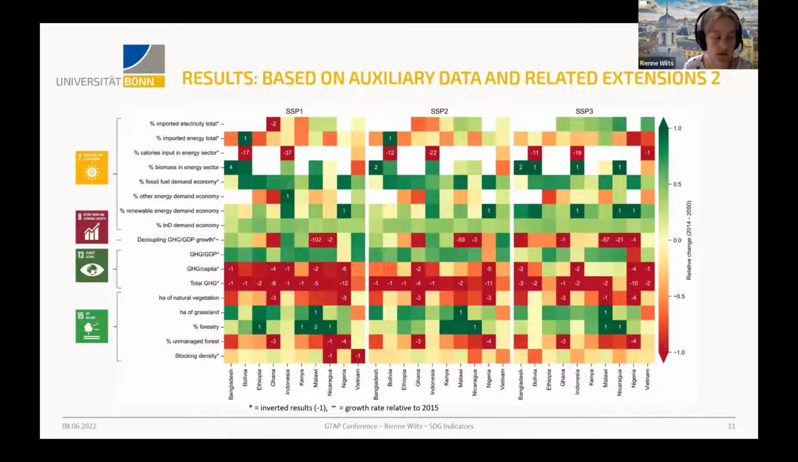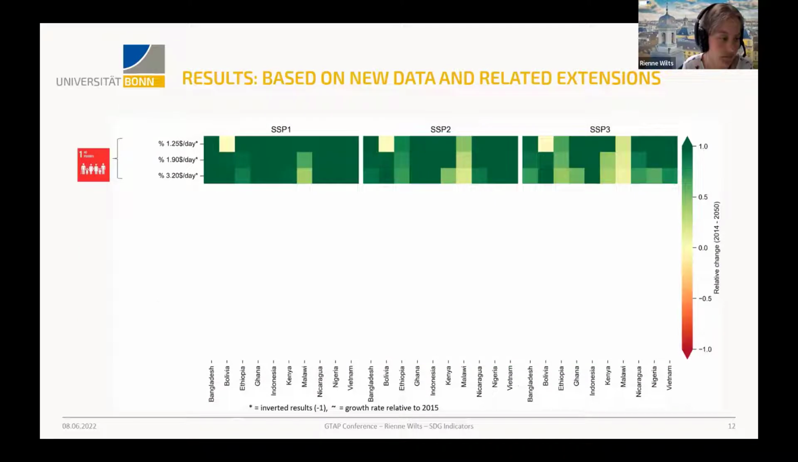So the area of natural vegetation and the share of unmanaged forest decreases, while the share of forestry and the area of grassland improves. Yet we also see that the stocking density increases in most countries and SSPs, which means that this would take away the potential biodiversity benefit of grassland. So finally, we come to the new data.